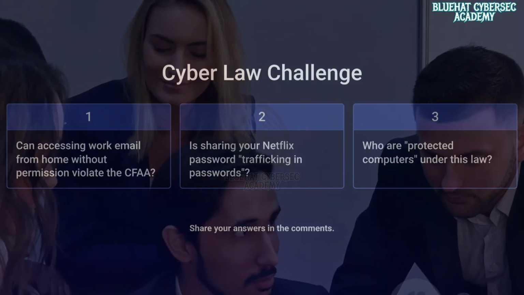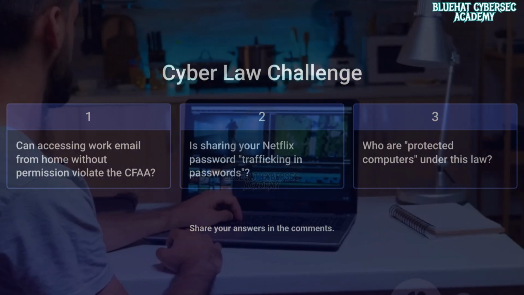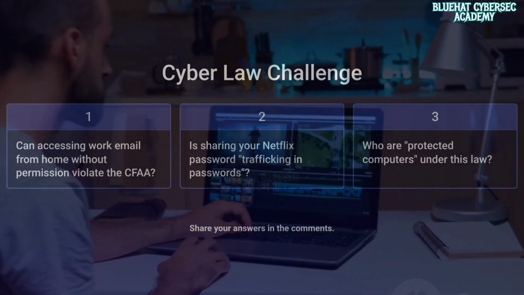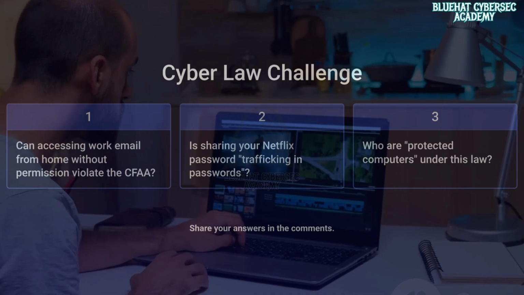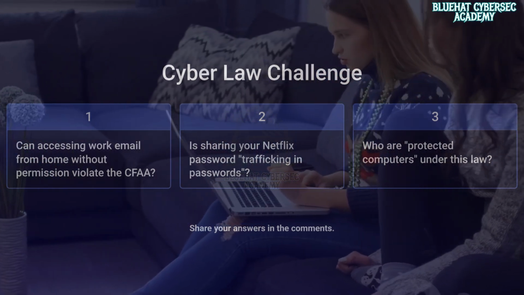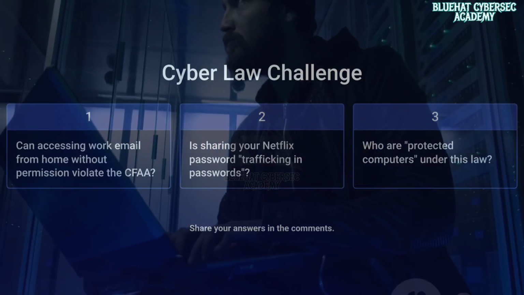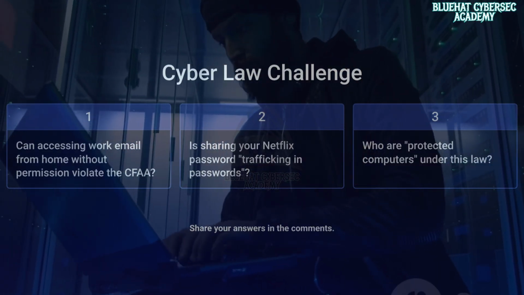Now, let's turn this into a little interactive challenge. I want you to think about these questions. Can accessing your work email from home without explicit permission fall under CFAA violation? Is sharing your Netflix password considered trafficking in passwords under the CFAA? And finally, who exactly are considered protected computers in this law?